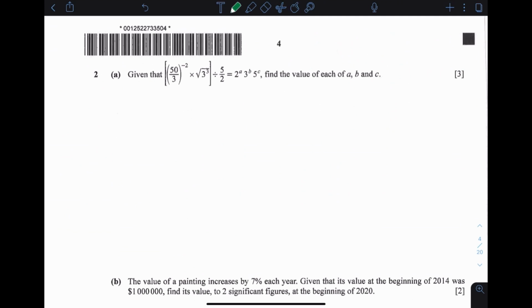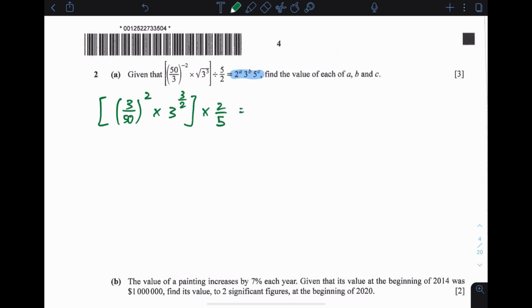Question 2. There are two parts here. The first is indices. I need to show this complicated number simplified into 2, 3, and 5. All of them are prime numbers. So let's start. First, given a negative power, I like to make it into a positive power. So then I get 3 over 50, multiplied by 3, power of 3 square rooted, so power of 3 over 2, divided by 5 over 2, which is the same as multiplying by 2 over 5.